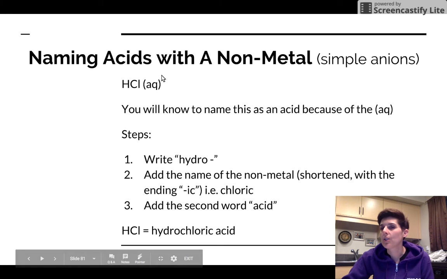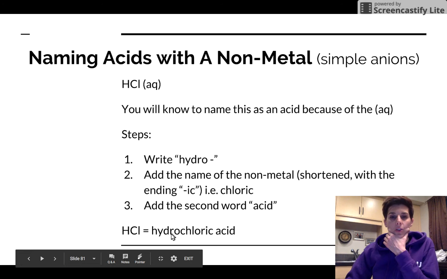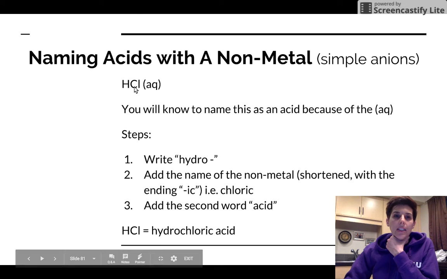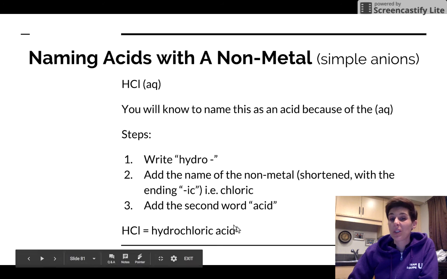Now, naming acids, there's three different ways that we're going to name acids. The first way that we're going to talk about is naming an acid with a non-metal, again, from the right side of your periodic table. So you're going to name this as an acid because we have this AQ. The first thing you're going to do is write hydro, and then you're going to name that non-metal, but you're going to take the ending off. So this is chlorine. We're going to take the ending off and add an IC. And then we're simply just going to write the word acid.